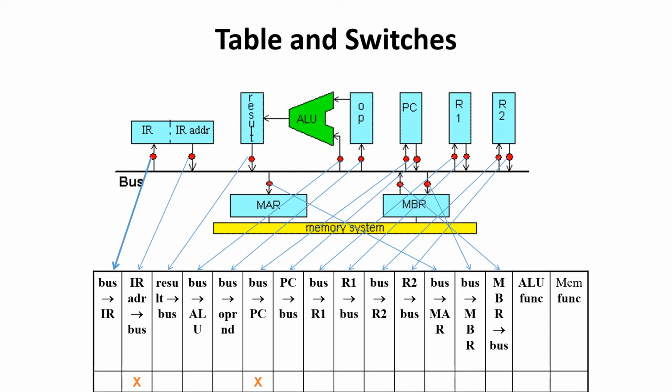Here is our simple microcode machine and the tables that we've been using to implement it. As you can see, each one of the red dots represents a column in the microcode table. We have dots that copy things from the bus to the register, and then we have dots that copy things from the register to the bus.